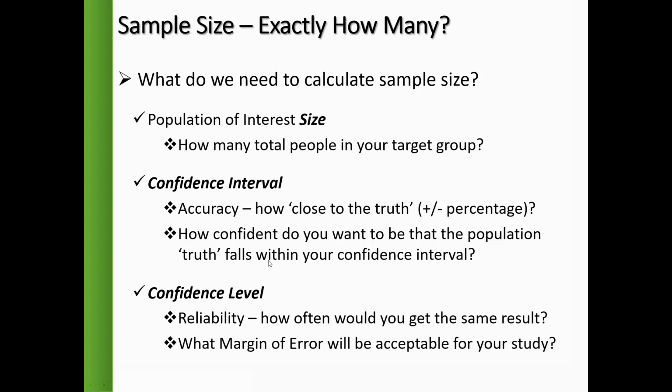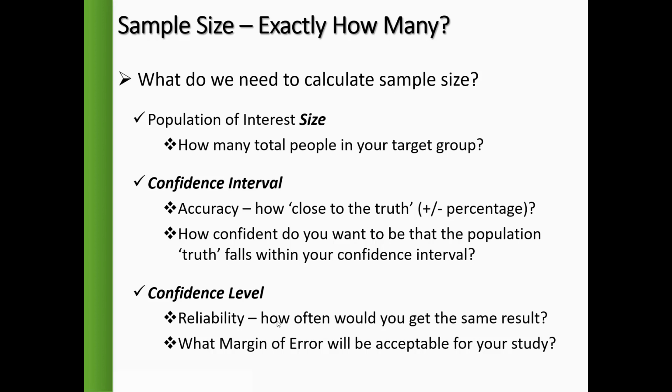That's the confidence interval. Okay, then confidence level, reliability. So confidence interval is about accuracy, confidence level is about reliability. How often would you get the same result? What margin of error would be acceptable in your study? So the confidence interval is about the survey you are doing. How accurate is the survey you are doing?